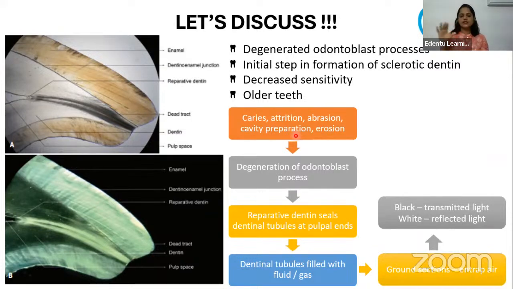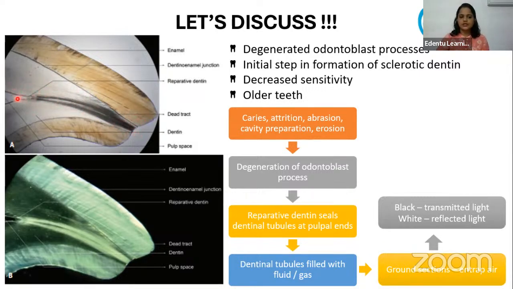Once the reparative dentine is formed, the dentinal tubules above it get filled with fluid or gas. If we take such teeth, where reparative dentine is formed, and do a ground section, all these tubules will be filled with air, and they will appear black in the ground section under transmitted light.